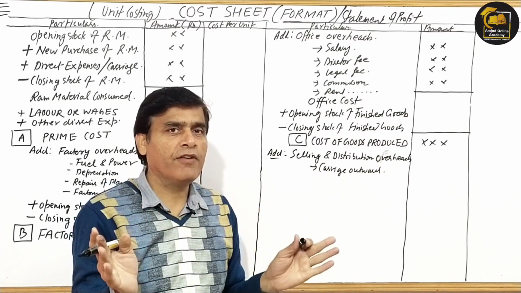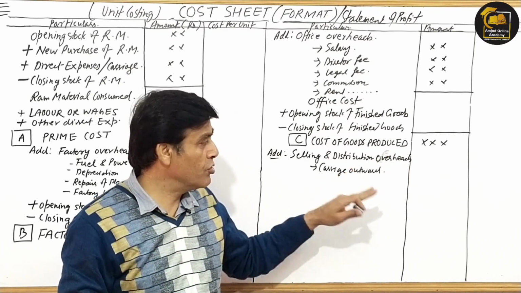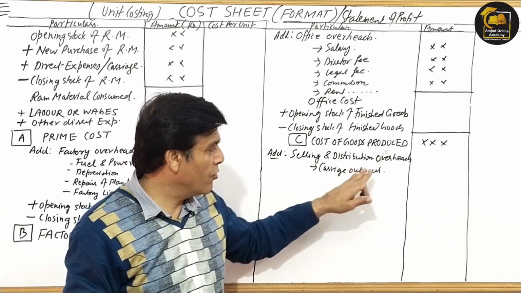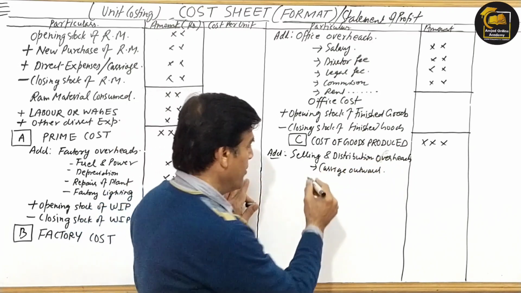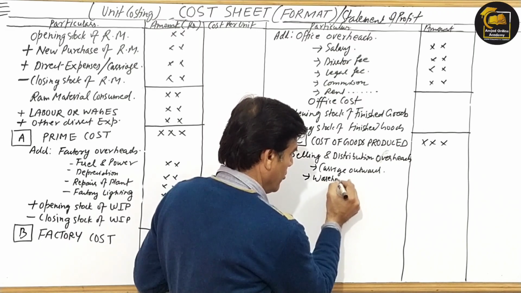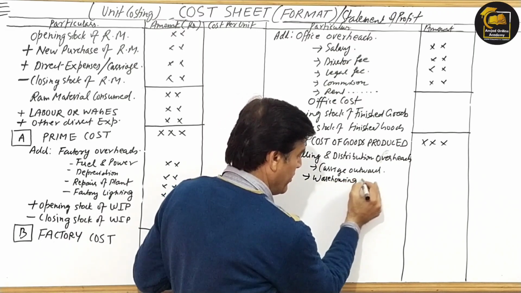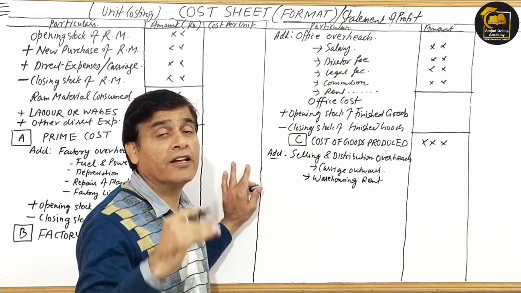जब पूरा गुड्स हमारा फाइनल गुड्स तैयार हो गया, now it is time to sell that goods into the market, तो जो उस पर जो चार्जेस होंगे उसको हम कैरेज आउटवर्ड बोलते हैं. तो जाहिर सी बात है वो सेल्स एंड डिस्ट्रीब्यूशन ओवरहेड से रिलेटेड हुए. आपका वेयर हाउसिंग रेंट्स भी हो सकता है, वेयर हाउसिंग रेंट. Suppose you have your warehouse to store your final goods.